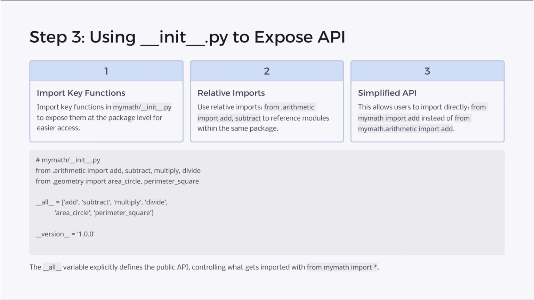Using __init__.py in the mymath package, we import key functions like add and subtract for easier access. Relative imports, such as from .arithmetic import add, streamline module referencing. This setup allows users to import functions directly from mymath, enhancing usability. The __all__ variable defines the public API, ensuring controlled imports with from mymath import *.